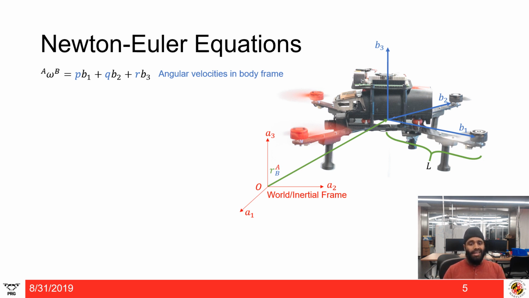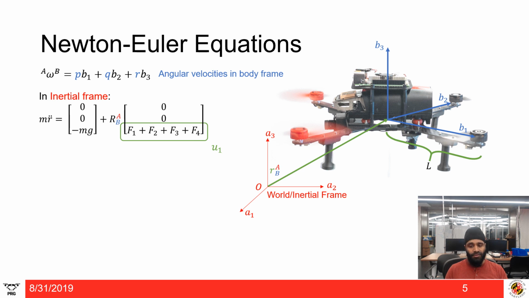Also, in inertial frame, we have the net force ma, or we can call it m r double dot, which is equal to 0, 0, minus mg plus R_AB times 0, 0 and your net force. Note that here the capital R_AB, not the small one, is the rotational matrix for transforming the coordinates from the body frame to the world frame. The summation of F1, F2, F3 and F4 is the net thrust, which is applied by the quadrotor. Let's call this U1.